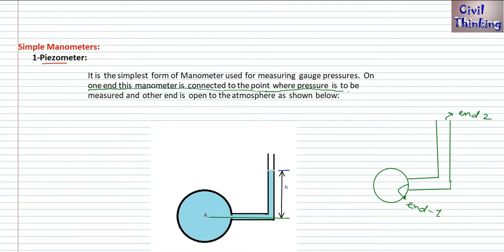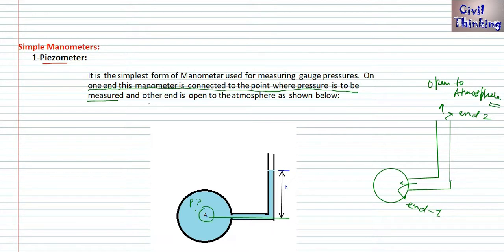That's why I have written here, one end of this manometer is connected to the point where pressure is to be measured. We have connected this end with this pipe because we want to find the pressure in this pipe, in pipe A. So that's why we connected one end to this pipe. And the other end, end 2, here is air, of course. This is open to the atmosphere.